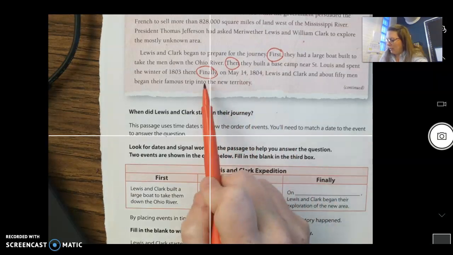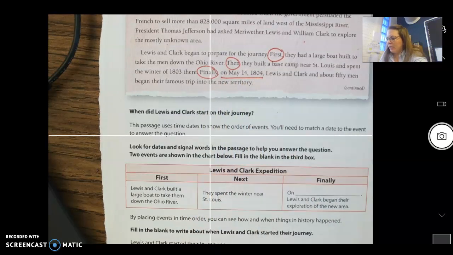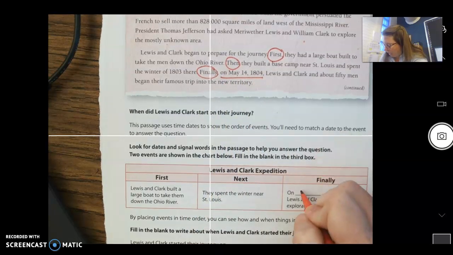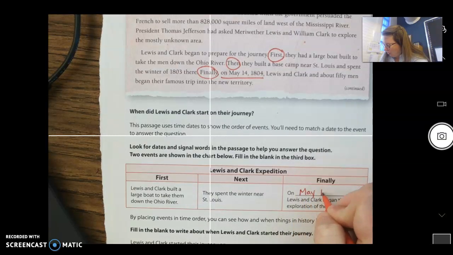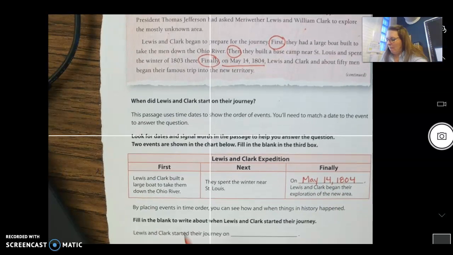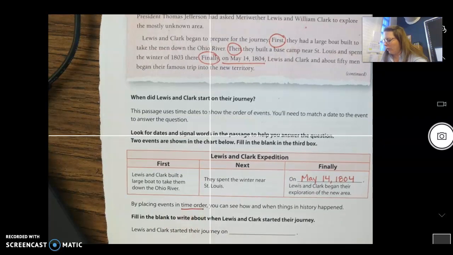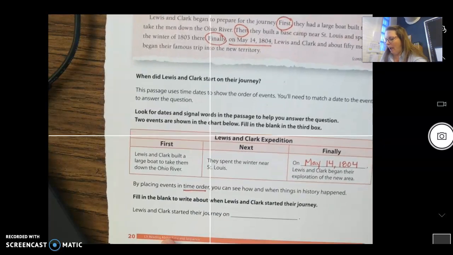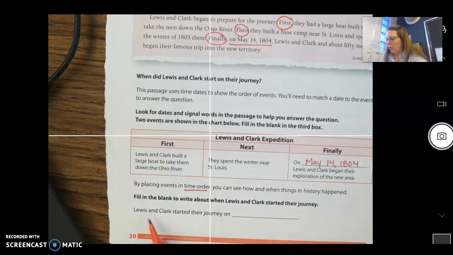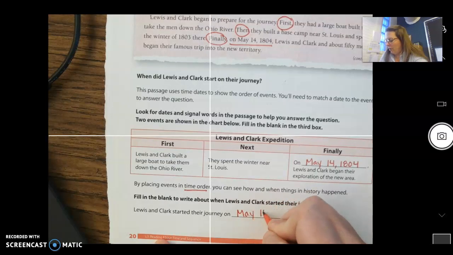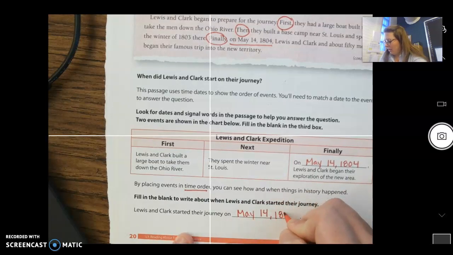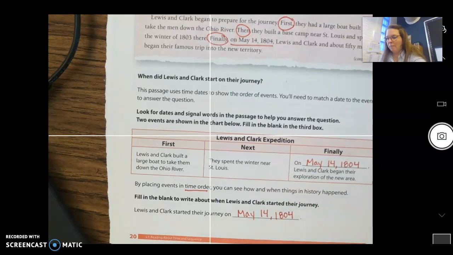Okay, you should have written right here. It says, finally, on May 14th, 1804. So we're going to write that on May 14, 1804. Lewis and Clark began their exploration. By placing the events in time order, you can see how and when things in history happened. So let's fill in this blank. Lewis and Clark started their journey on what? May 14th, 1804. Okay?